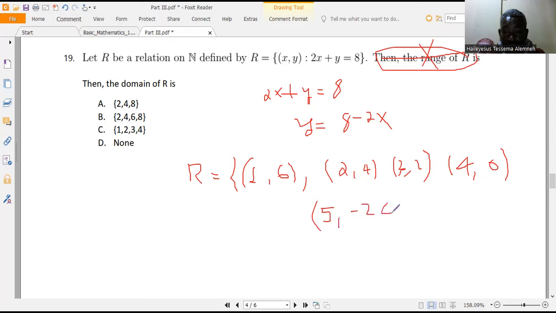But minus 2 is not an element of the set of natural numbers. Therefore, this element is not in the relation R. So the only elements in the relation are (1, 6), (2, 4), (3, 2), and (4, 0). So the domain of these elements is 1, 2, 3, and 4. Choice 3 is the solution.